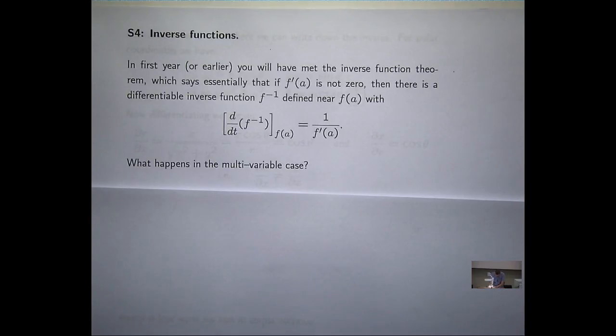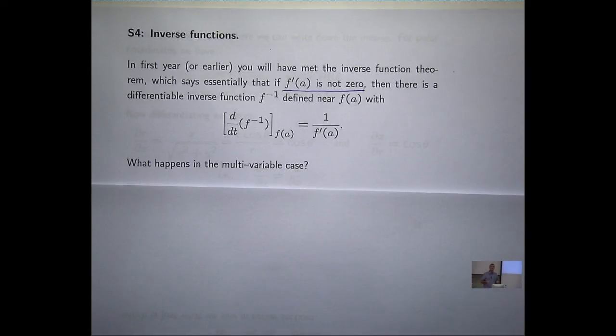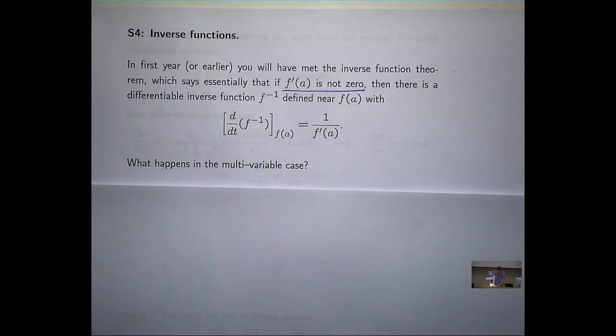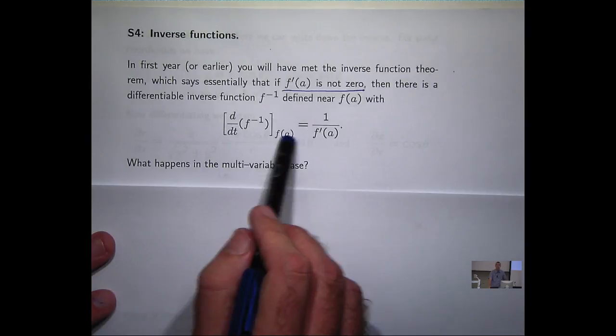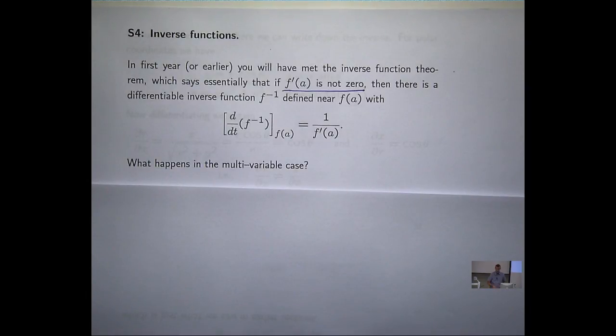The inverse function theorem. Suppose you've got a real valued function, and its derivative at some point is not 0. The inverse function theorem says that under that condition, f has an inverse, and that inverse function is differentiable, as long as we're not too far away from f of a. You can compute the derivative of the inverse function at this point just by taking the derivative of f at the point and dividing it into 1.